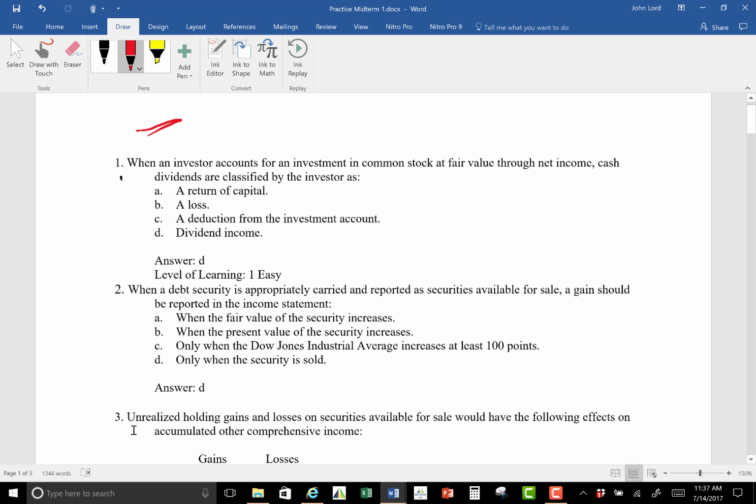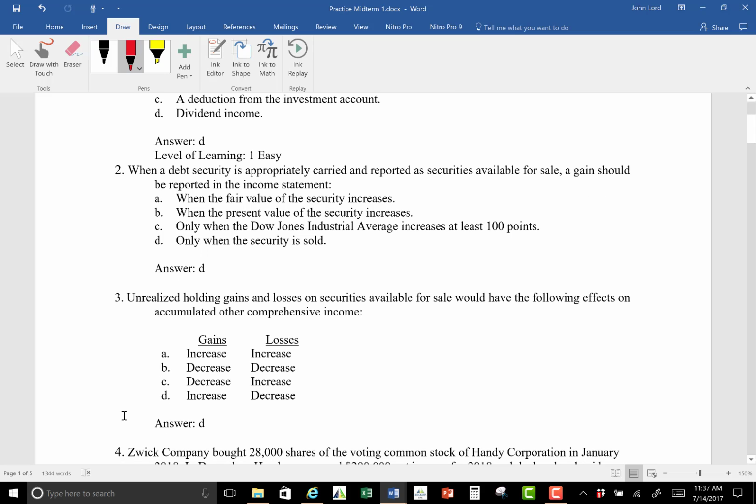Okay, take a look at number 2. When a debt security is appropriately carried and reported as a security available for sale, gains should be reported in the income statement when? Only when the security is finally sold, right? We would include it in other comprehensive income period to period. Other comprehensive income gets closed out to accumulated other comprehensive income. And then when we finally sell the bond, we'll do a reclassification adjustment to take any unrealized holding gains or losses out of accumulated other comprehensive income, and we'll take it as net income on the income statement at the time of sale.